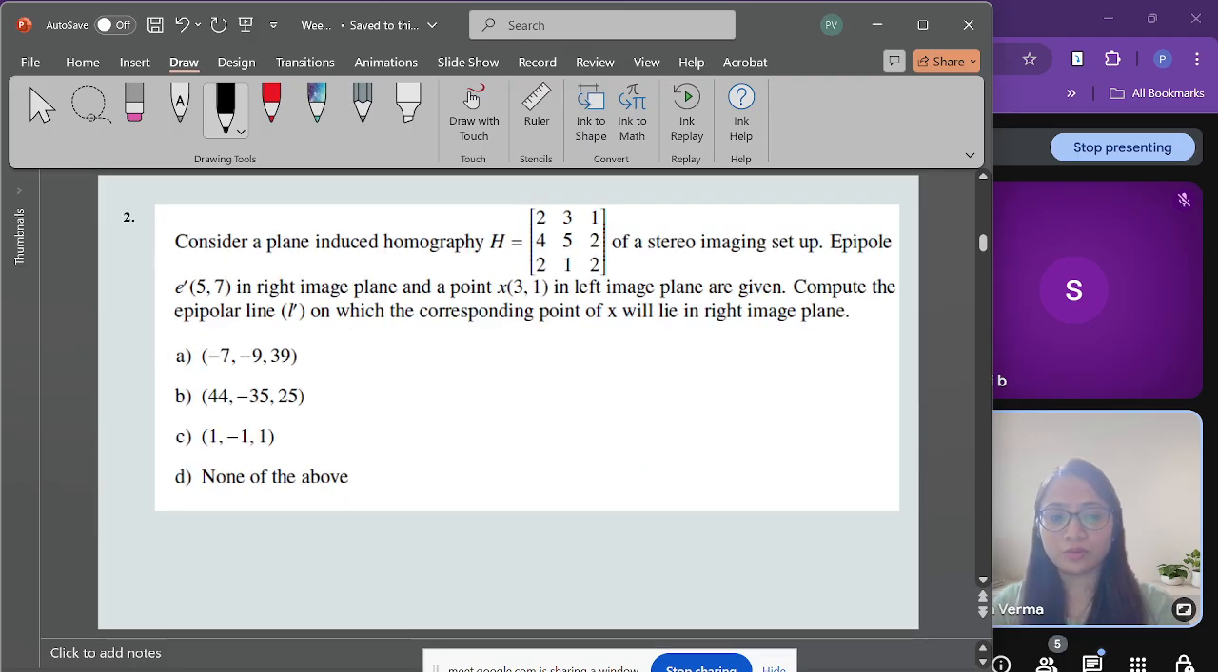Okay, so the next question is: consider a plane induced homography H. The homography matrix is given, as a stereo imaging setup. Epipole E dash 5 7 in the right image plane and a point X 3 1 in the left image plane are given. Compute the epipolar line L dash on which the corresponding point of X will lie in the right image plane. So how can we move with this question?